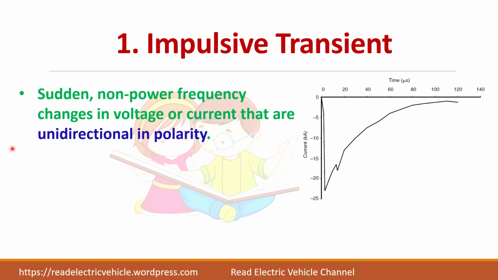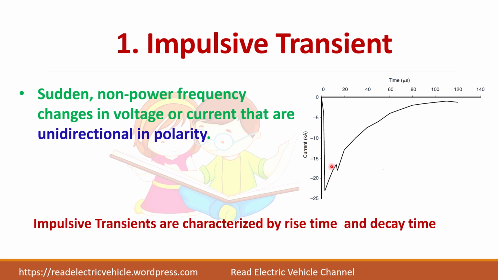So impulsive transient means any sudden non-power frequency changes in the voltage or current waveform that are unidirectional in polarity. So you can see here it is negative in polarity in this waveform. So impulsive transients are characterized by the rise time as well as the decay time.